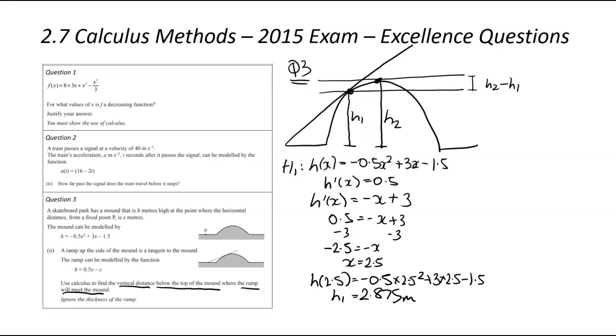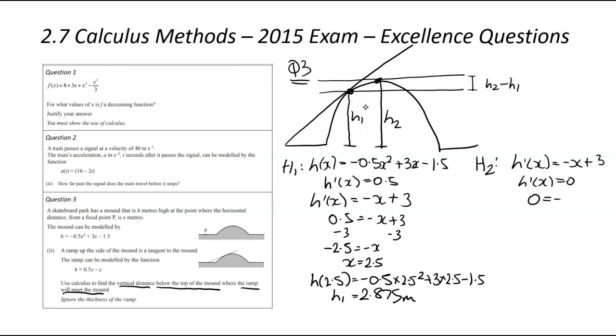2.875 meters. We've got height 1, we now need to shift to height 2. So let's work on height 2 over here. For height 2, we already have the gradient function from before, which is minus x plus 3. And this here would relate to the maximum. And at the maximum, we know that h dash x will be equal to 0. So what we're going to do is substitute that in. So h dash x will be equal to 0. We're going to substitute that in.